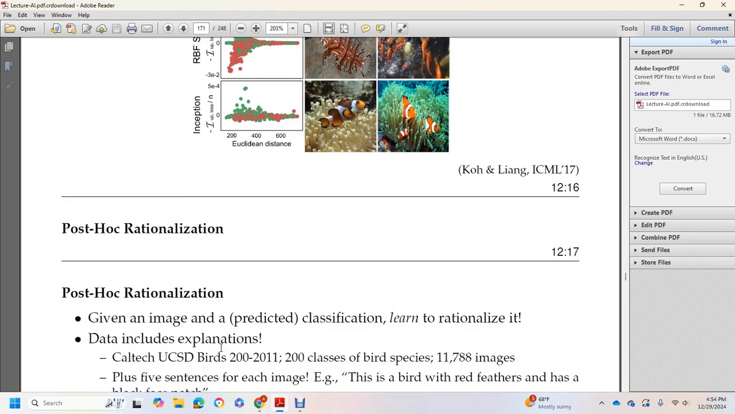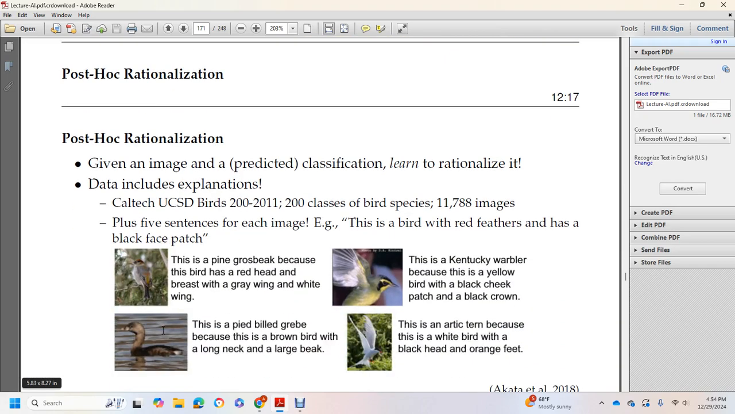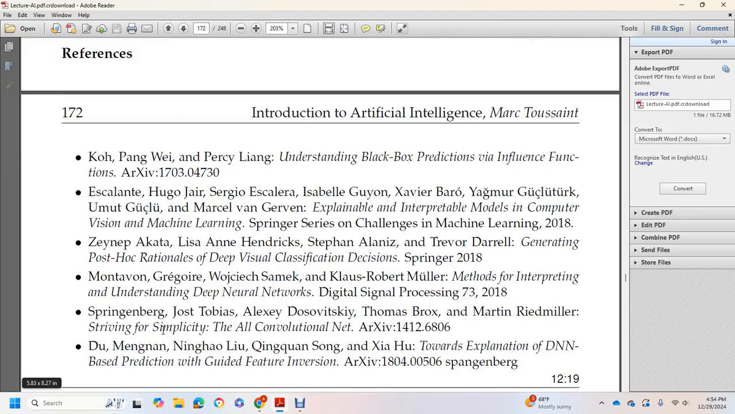Post hoc rationalization. Given an image and a predicted classification, the model learns to rationalize, and the data includes explanations, on Caltech birds, plus five sequences each, such as the name of the bird, the red feather, the black face, and so on.